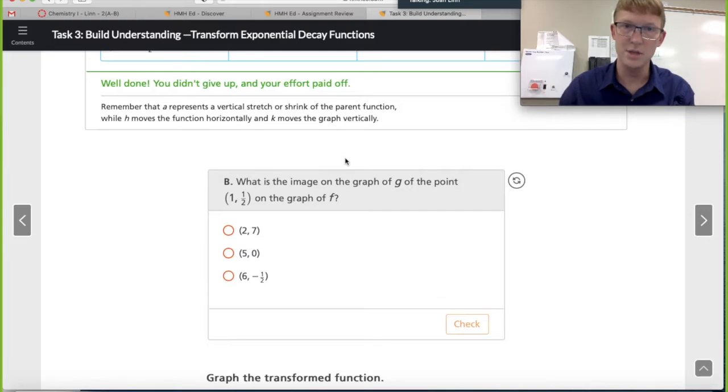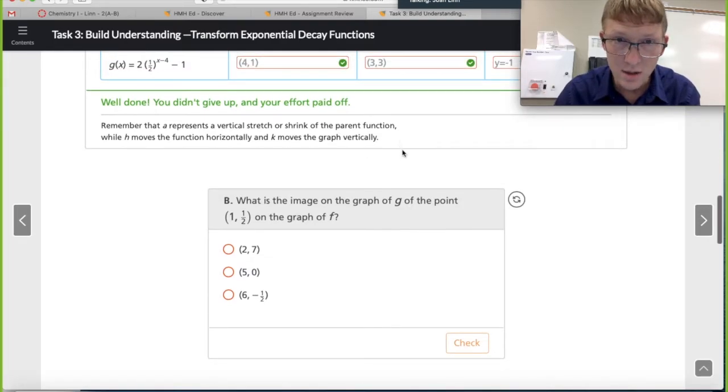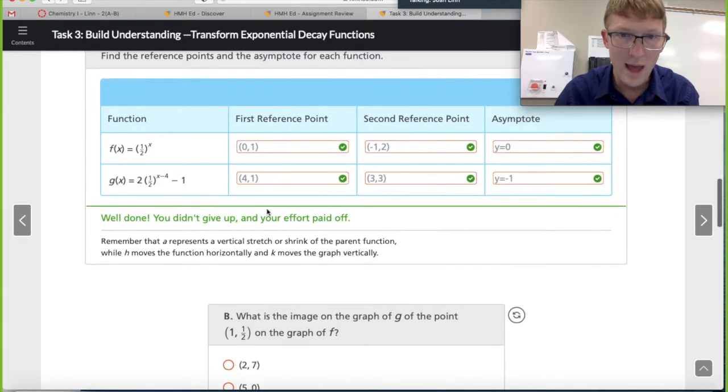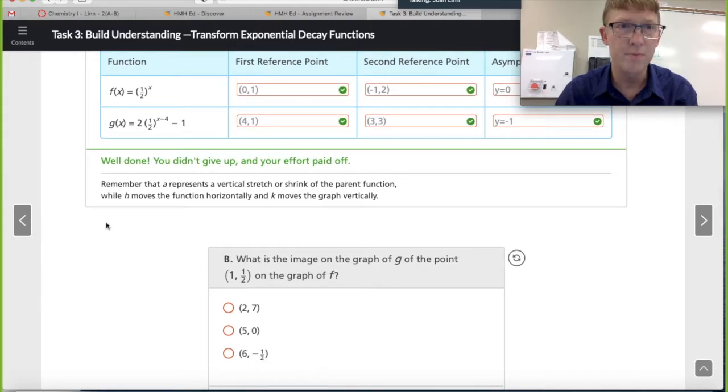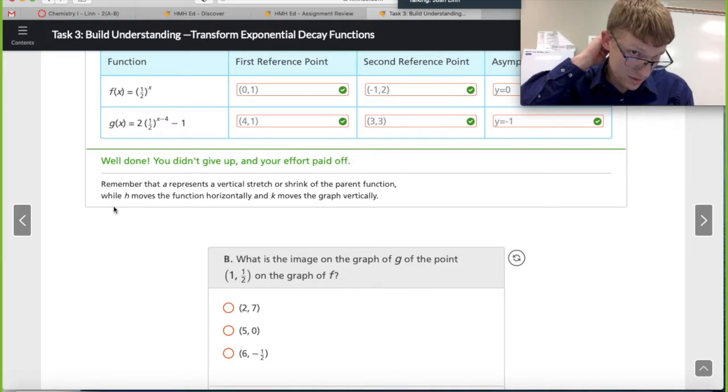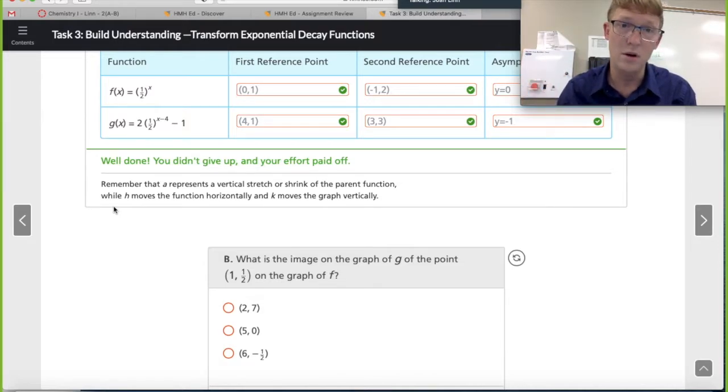So what is the image of the graph of G of the point 1, 1/2 of graph F? So on this graph, we have 1, 1/2, x equals 1, y equals 1/2. So then the image of that would be translated down 1 and some other stuff.